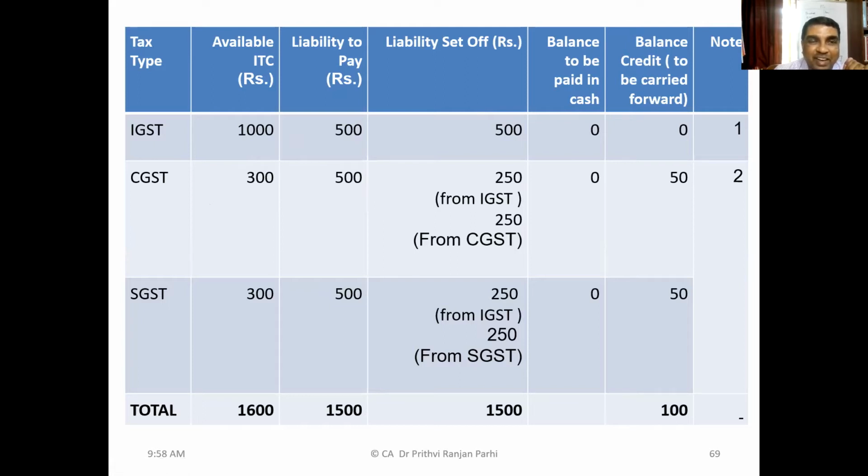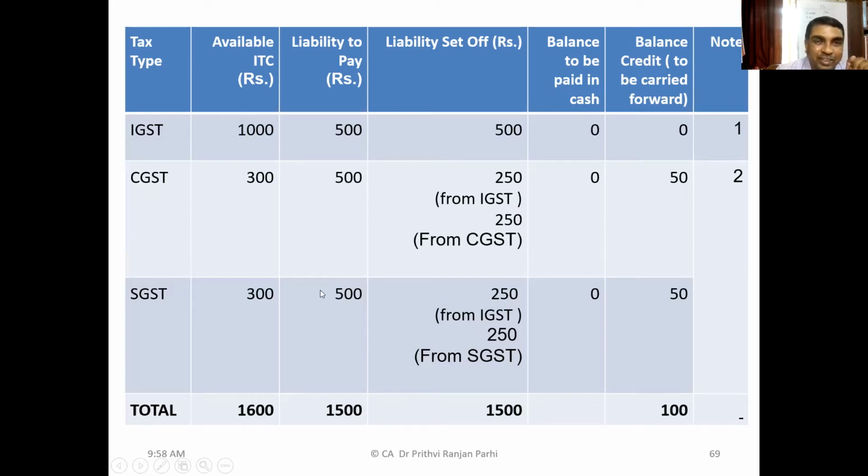I am already having unused ITC of IGST of 500, and I would like to use it first. Always IGST has to be utilized first. So what we'll do, I'll be using 250 out of this, and the remaining 250 I will be paying out of CGST. So 250 from the IGST balance, 250 from the CGST balance.